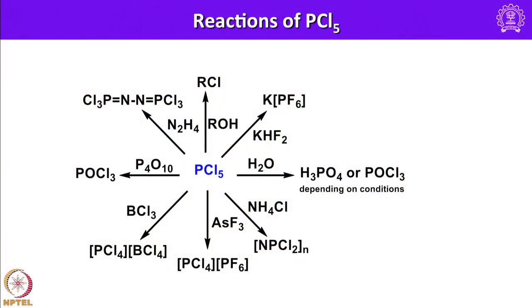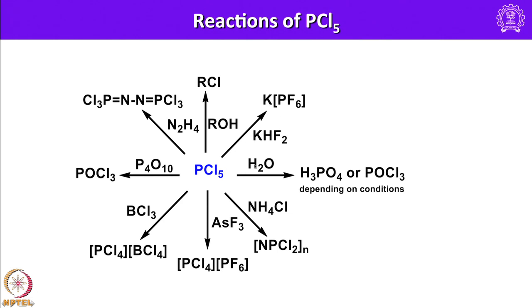To start with, let us look into the reactions of phosphorus pentachloride. In fact, phosphorus pentachloride is a very useful reagent. You can see in the reaction scheme I have given in this slide, PCl5, when it is treated with alcohols, leads to the formation of chlorides. Similarly, when PCl5 is treated with fluorinating agents such as KHF2, it leads to the formation of potassium hexafluorophosphate.